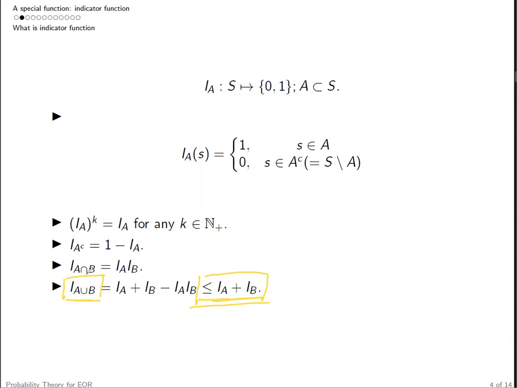If there is an s such that I of A union B is equal to 1, then either IA or IB, at least one of them will be equal to 1. And sometimes both of them will be equal to 1, and together they're going to be 2. So they take value either 1 or 2, and it's always larger or equal to 1, right?